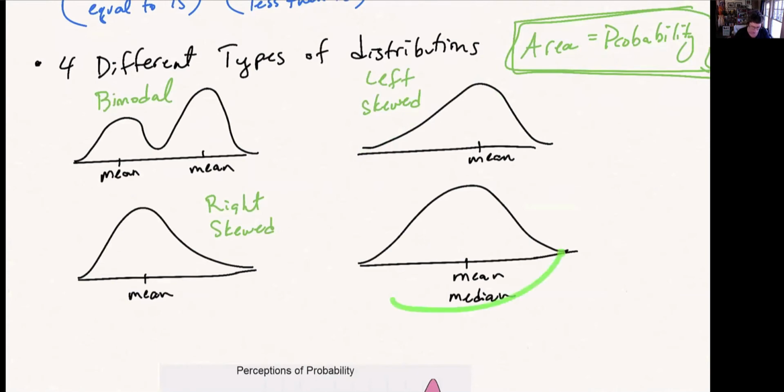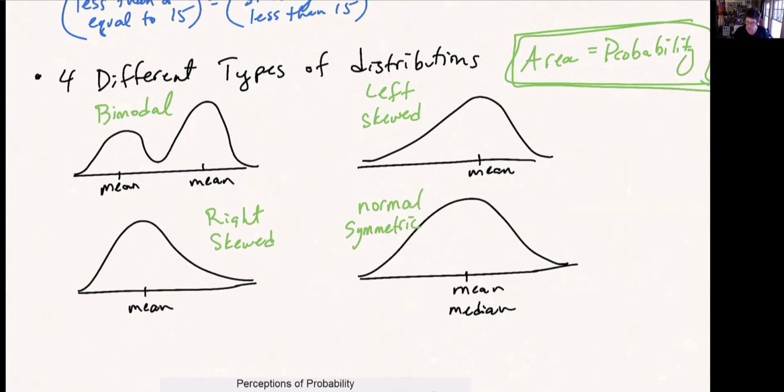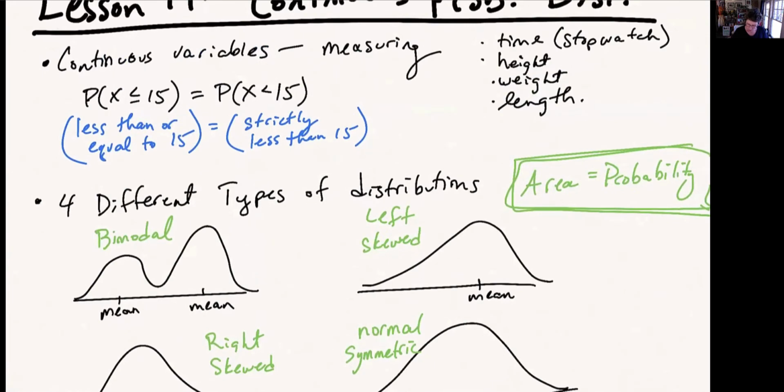Now this one in the bottom right, this is our favorite one, and this is the one that we're really talking about in lesson 15 and for the rest of the semester. This is normal, symmetric. Okay, and most things we know about are normally distributed. Most of these common things, height, weight, length, if we're talking about one subject at a time, one breed of dog at a time, these things would be normally distributed.